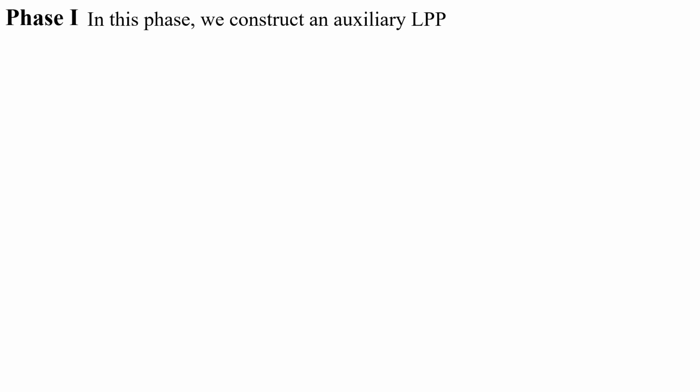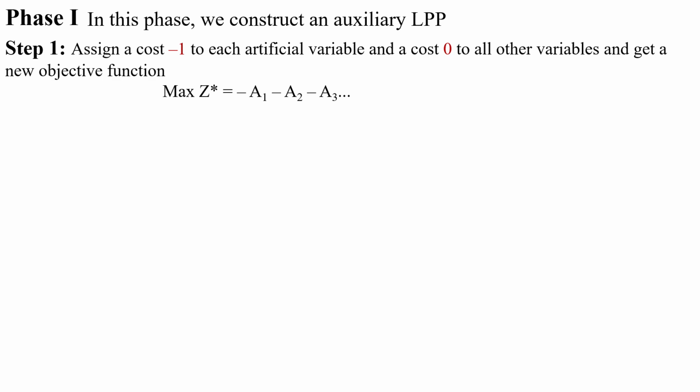For this, step 1 is to assign a cost of -1 to each artificial variable and a cost of 0 to all the other variables, and get a new objective function: maximize z* equals -a1 - a2 - a3, etc. For example, we modify the objective function as maximize z* equals 0x1 + 0x2 + 0s1 + 0s2 - a1 - a2.